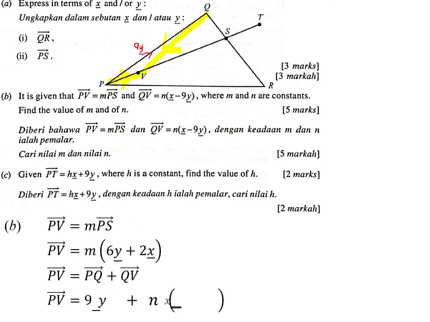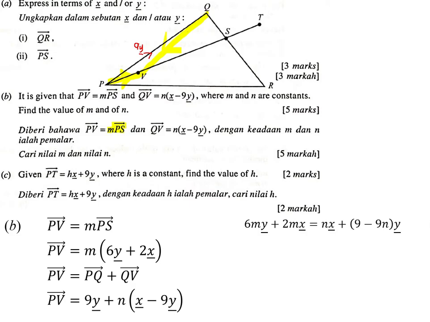Okay, now I put the vector in. PV is equals to 9y plus n bracket x minus 9y. The PV we can get from the information given, which is m PS, right? So I substitute inside. We already got the PS from the previous question, so we just replace it. I will get 6my plus 2mx compared with nx plus 9 minus 9ny. How do I get this 9 minus 9ny? I factorize the y from here. Okay, until this step, we can compare x to x and y to y already. We compare side by side.